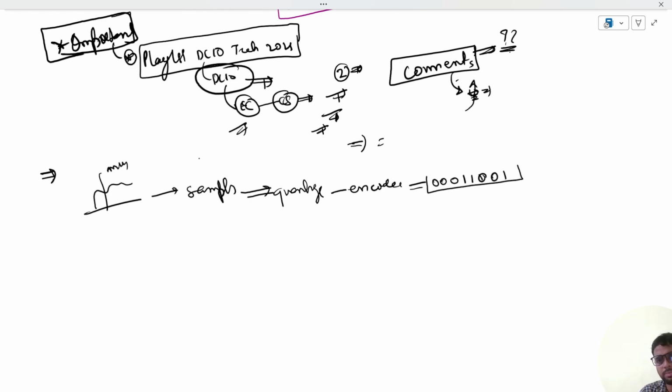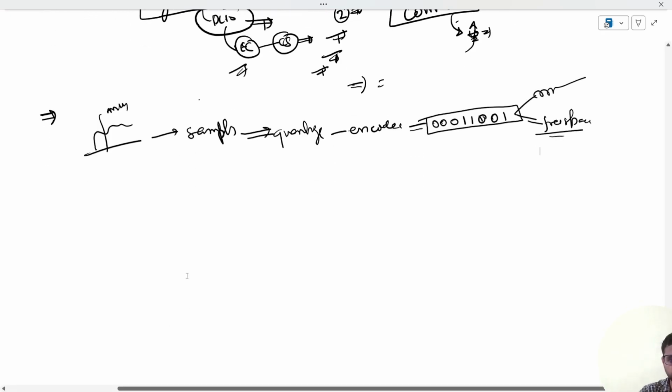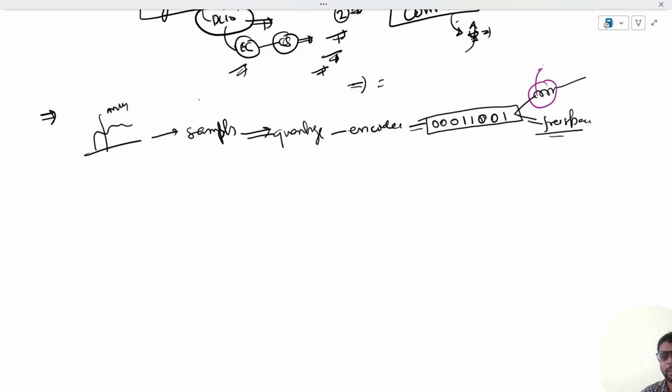Now, these bits can be transmitted in two ways. One, directly through wired communication, or the other through free space. This is what we started in the last video. So the wired communication part, the part related to PCM, we have done. Now for free space, we have modulation techniques, which we will do in this video.